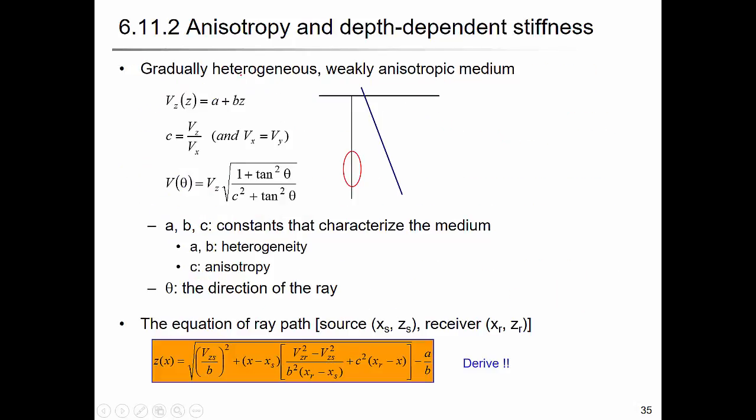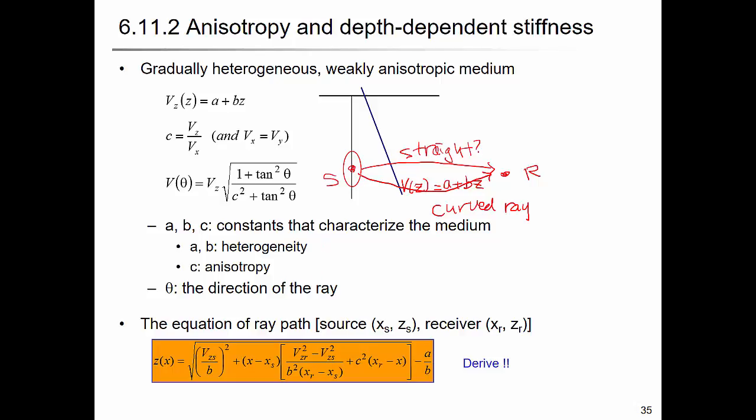So let's assume that we have a gradually heterogeneous, weakly anisotropic medium, for example, where the wave velocity increases linearly with depth. So this is V. If we have a source here and the receiver here, maybe you can assume that the ray goes straight like this, but the lower part has a higher velocity, so this curved ray may be faster than the straight ray, right? Because of the higher velocity in the deeper region.